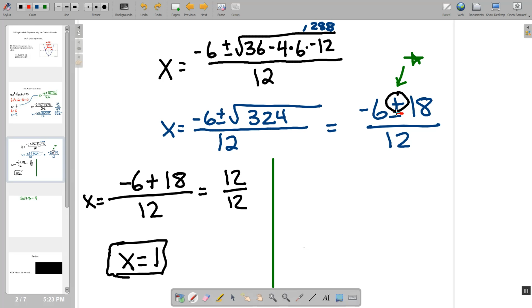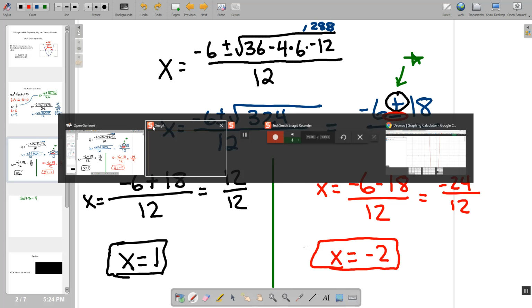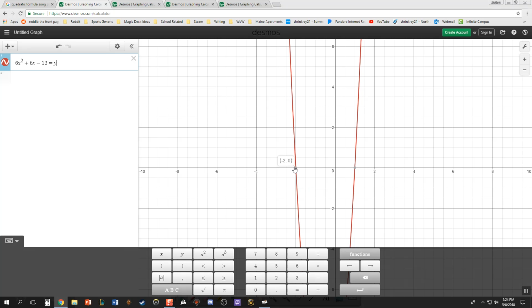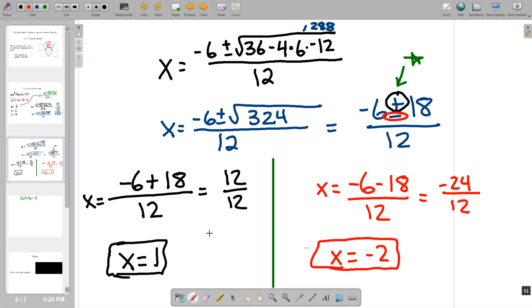Our problem on the right is going to look at the negative part of our solution. So x is equal to negative 6 minus 18 all over 12, which is negative 24 over 12, or x is equal to negative 2. And so if we graphed our quadratic equation on Desmos, we should get our zeros to be negative 1 and negative 2. And if I do that, I get negative 2 here and positive 1 over here, which match our equation. So we have gotten the right answer using the quadratic formula.